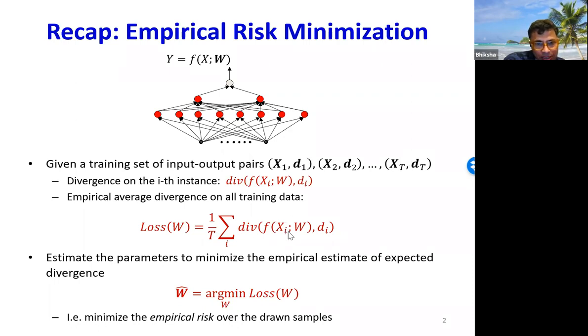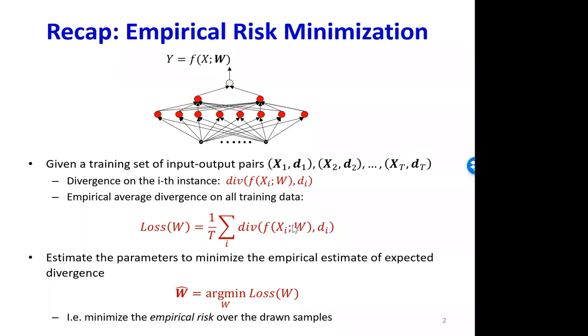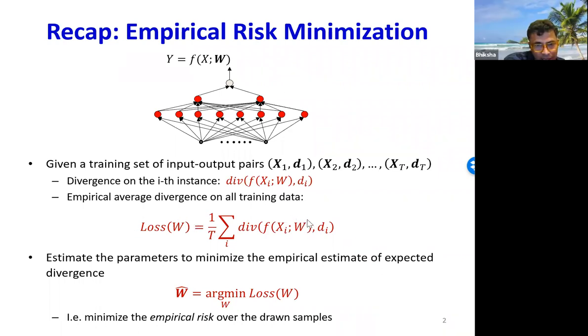And because our training samples are given, the only thing that you can change to change this average divergence are the parameters of the network. This is what we call our loss. And we train the network to minimize this loss. This loss is the empirical risk over drawn samples. And we hope that in doing so, you'll end up with a pretty good estimate of the actual function itself.